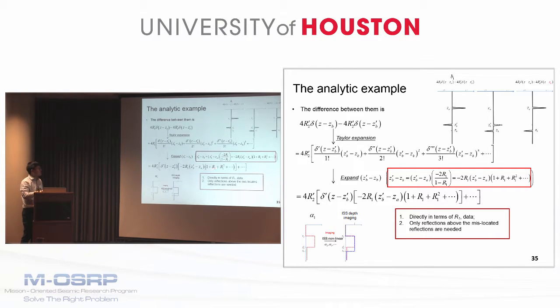So here is a point. The same story happens here. We obtain the difference between the actual and the mislocated depths in terms of the information we already know, because the key here is this difference is directly expressed in terms of R1 and the information we know in the data, and it only requires the reflections above the mislocated reflections.